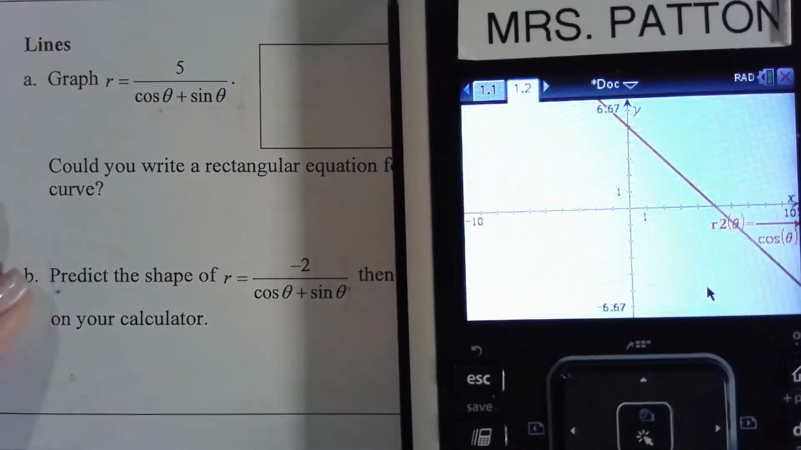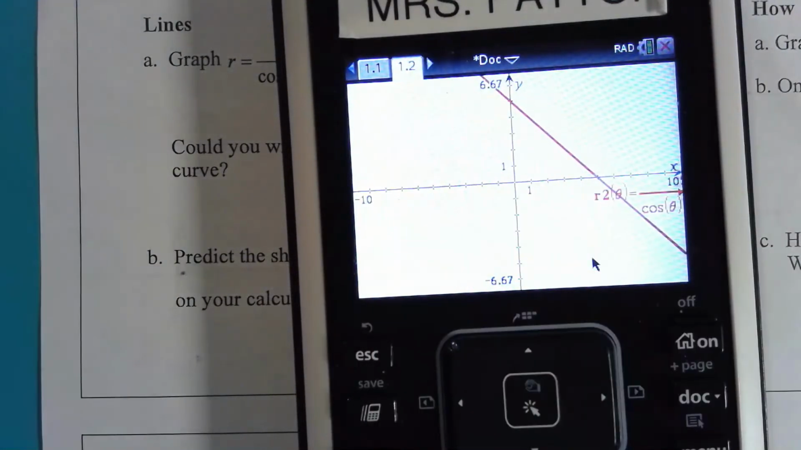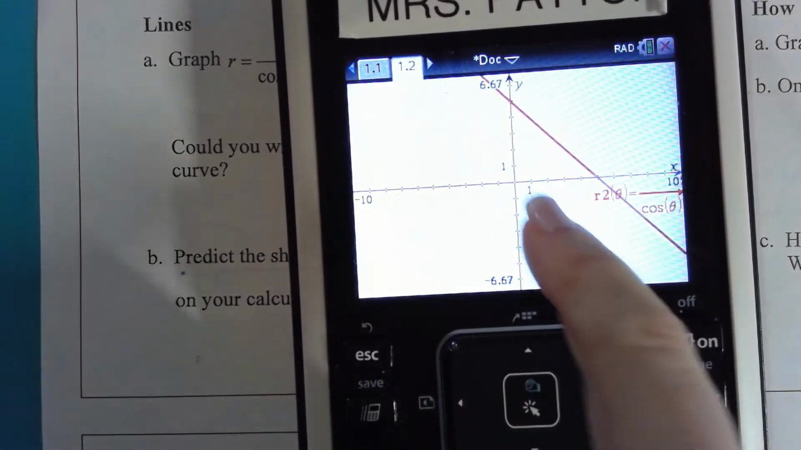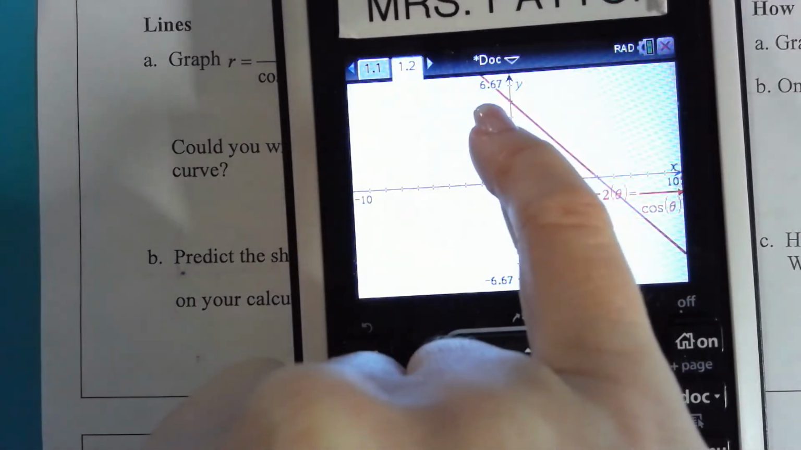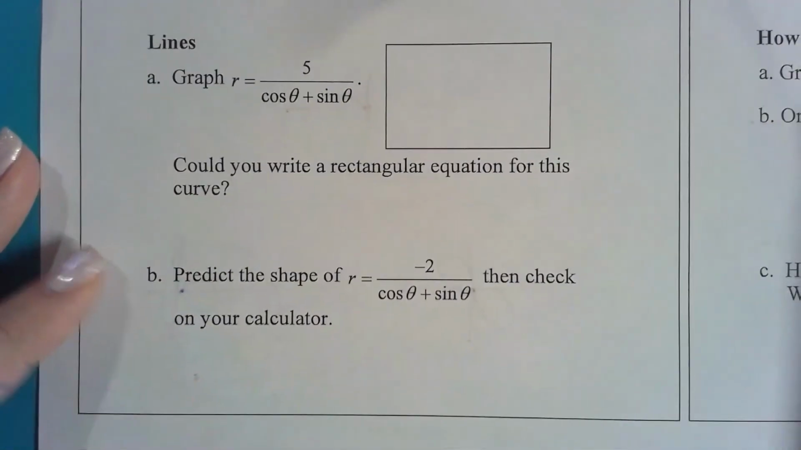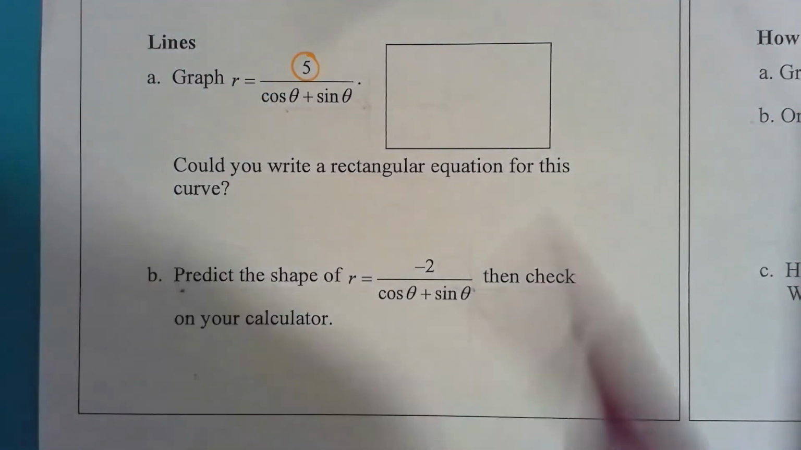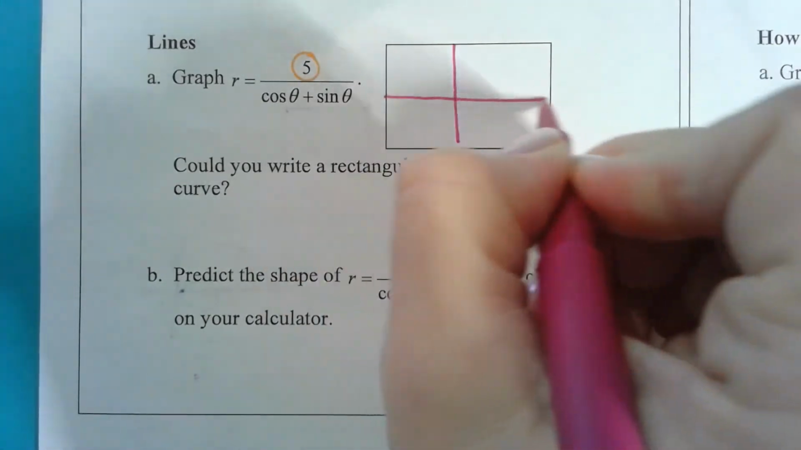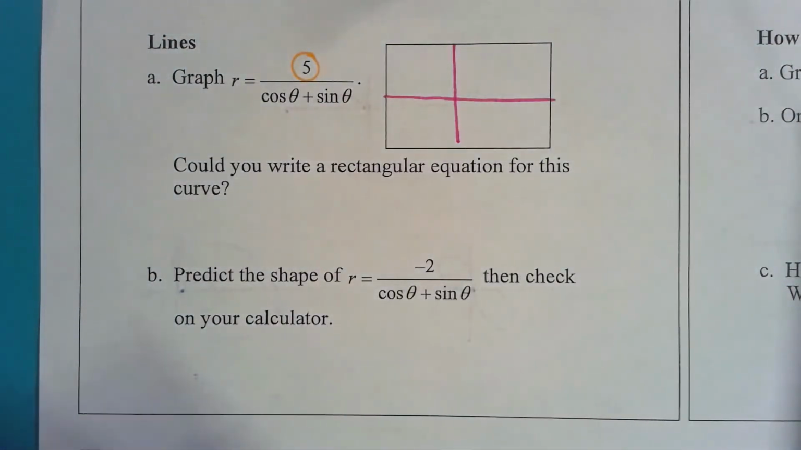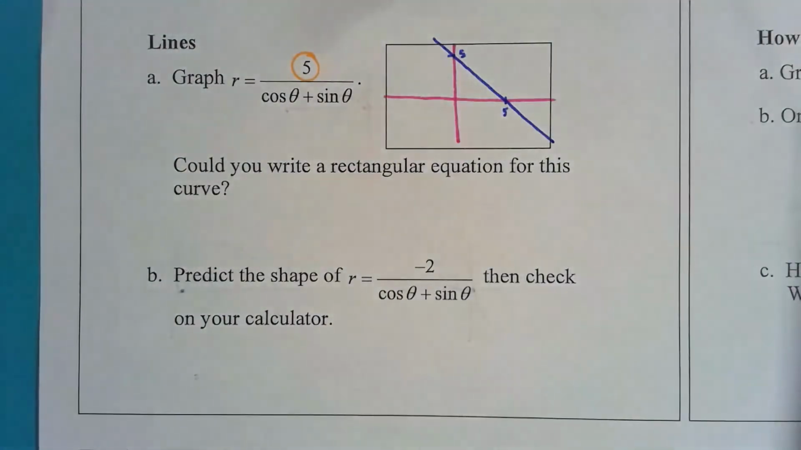And look at that. Now we can change the window if we want, but I see a line. Now, when our calculator graphs in polar, notice it's not drawing all the rings. We said a polar grid can be laid on top of our Cartesian grid. So let's sketch this out. 1, 2, 3, 4. It looks like the y-intercept is 5. It also looks like the x-intercept is 5, which, look at that. So I don't feel horrible about estimating that those happen at 5 and 5. So there's my axes. Here's y equals 5. Here's x equals 5. And we've got that line.